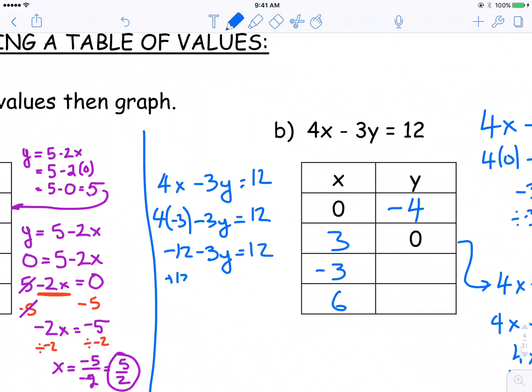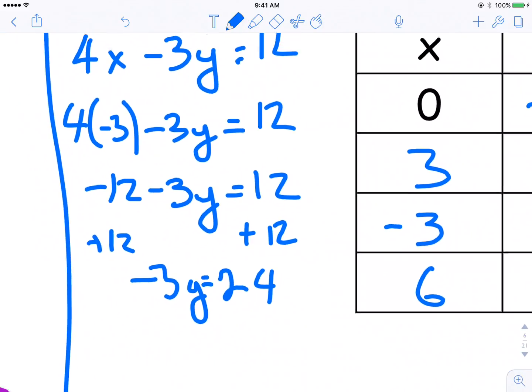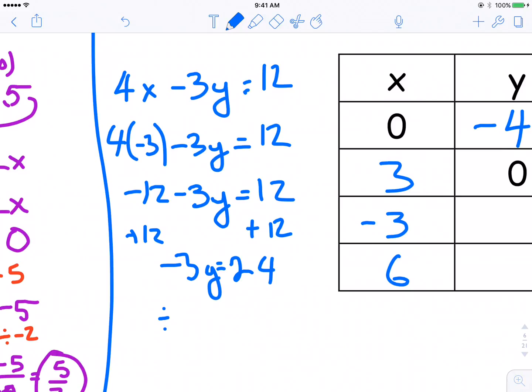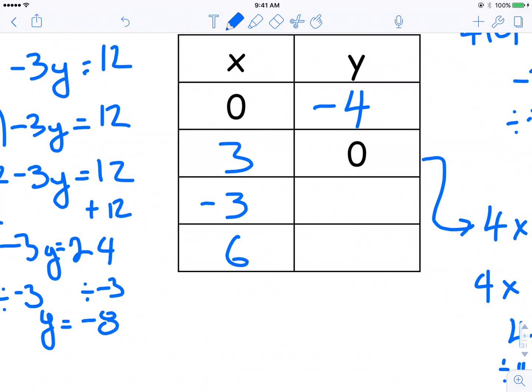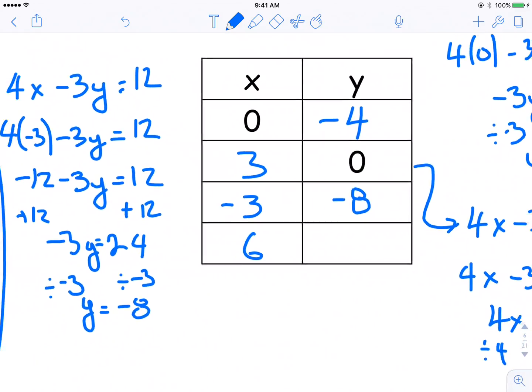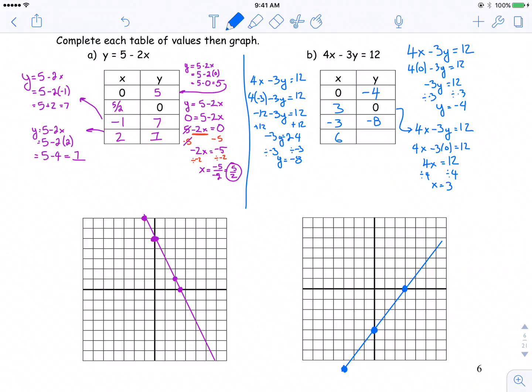Add 12 to get rid of it. Add 12 to bring it to the other side. Negative 3y is equal to 24. Oops, forgot the equal sign. Equals. And then divide by negative 3. Y is equal to negative 8. So my point here, negative 8. So then I would go to here to try and plot this. Negative 3, negative 8 falls somewhere down in here. Look at that, right on my line. Almost like I knew what I was doing.